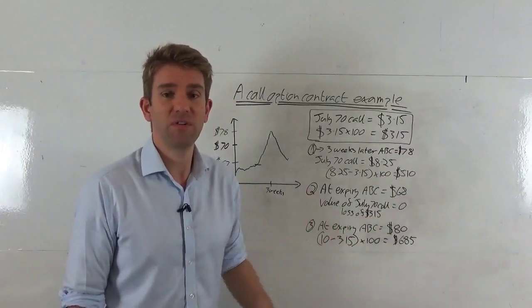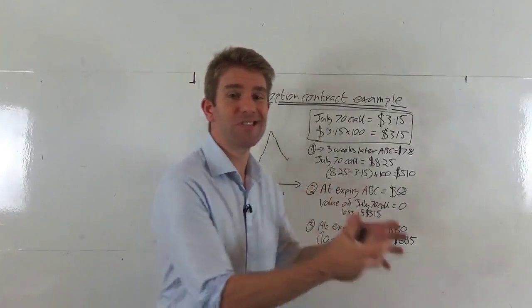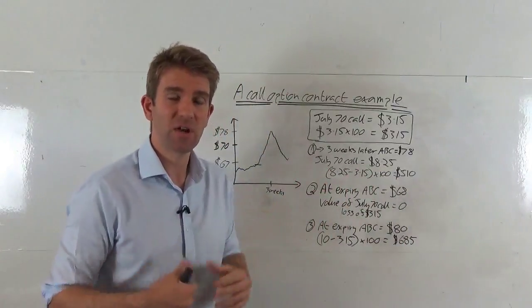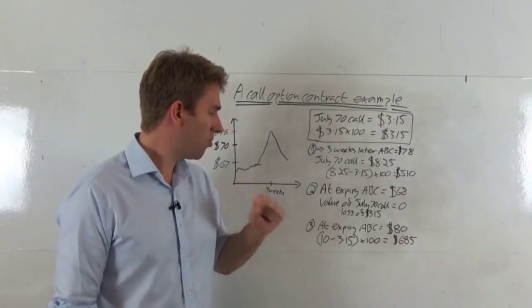It's cost you $315. You're out of the money. You've lost that money. The seller of that option has taken that $315, stuck it in his pocket. So thank you very much. Come again. The next example would be this.